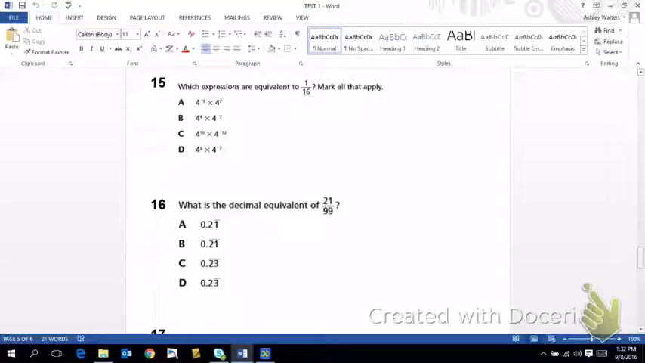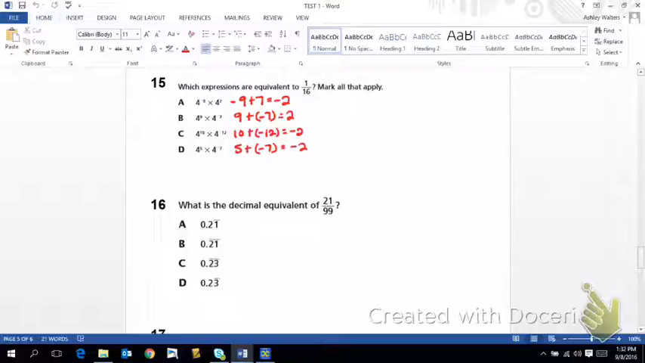In 15, which expressions are equivalent to 1 over 16, and mark all that apply. In all of our options, we're looking at the product rule for laws of exponents, so we'll be adding together the exponents. Negative 9 plus 7 is negative 2. 9 plus negative 7 is positive 2. 10 plus negative 12 is negative 2. And 5 plus negative 7 is negative 2.